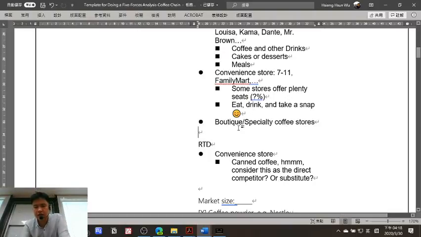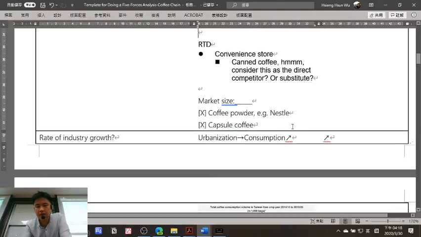You can decide to put it in or not. And sometimes you have to clearly define your market scope and the industry scope. So for example here, I will not put the coffee powder, like the Nestle coffee here, and I will not put the capsule coffee in my competitor list. Why? Because the consumer behavior toward these two products is pretty different from fresh coffee. Okay, so I will not put them in.